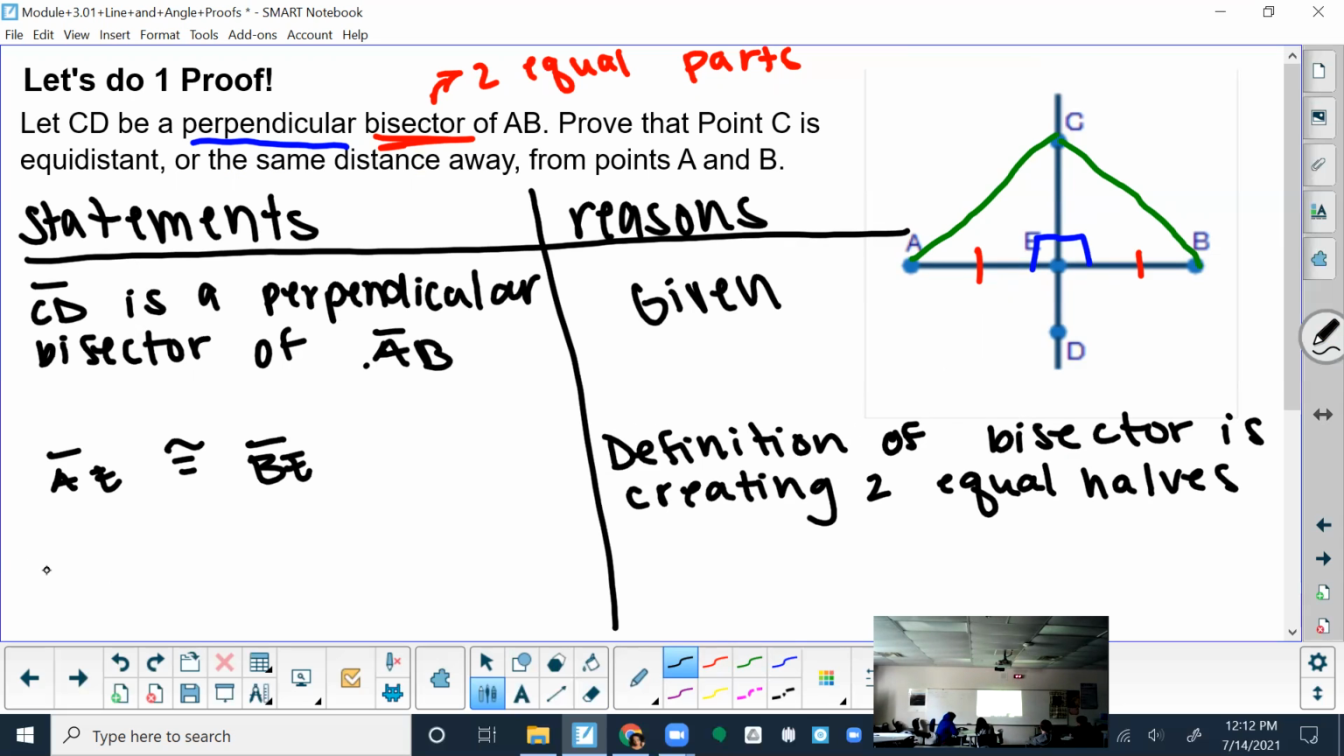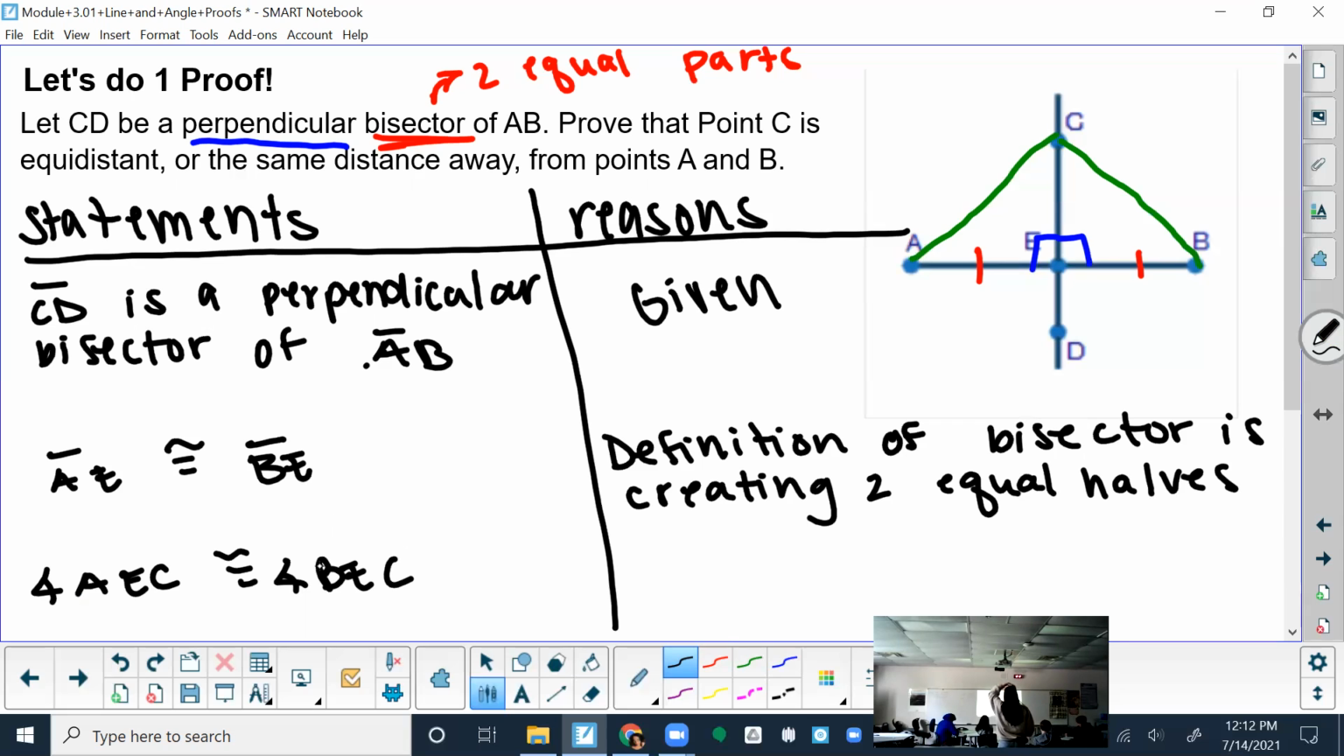All right, we can also say angle AEC, and there's a reason why I have to put the whole thing there. I can't just put angle E. We can say angle AEC is congruent to angle BEC. All right, we kind of wrote that in on the picture.